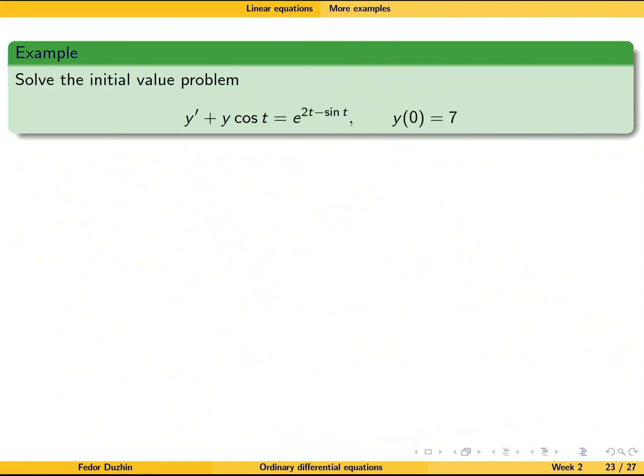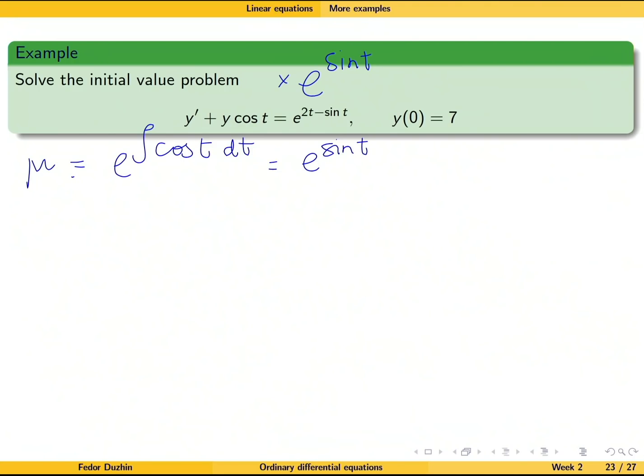Now let me do one more example in the same fashion. I'll go quicker now. Okay, so the first thing is to find the integrating factor. So the integrating factor is e to the power antiderivative of the coefficient at y. The coefficient at y is cosine t. So it is e to the sine t. Alright, so now we need to multiply our differential equation by e to the sine t, both the left-hand side and the right-hand side.